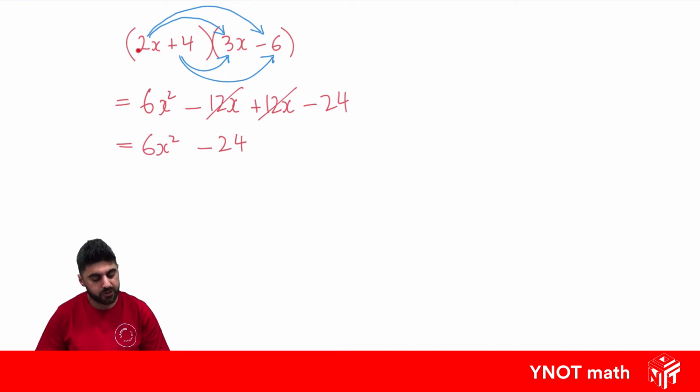So if you're multiplying two binomials with an x in both, you'll end up with a quadratic expression. So an expression that involves the term you're dealing with squared. Let's have a look at some more.